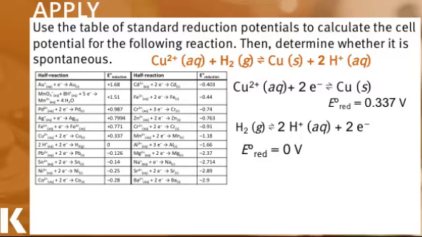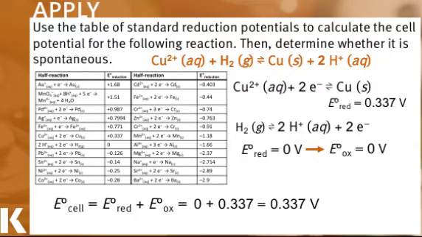However, hydrogen is kind of a unique case. Remember that standard reduction potentials are measured with respect to a standard hydrogen electrode, which is assigned a value of 0 volts. Thus, the reduction potential is the same as the oxidation potential for hydrogen. Adding them together gives a cell potential of 0.337 volts, which is positive and therefore spontaneous.